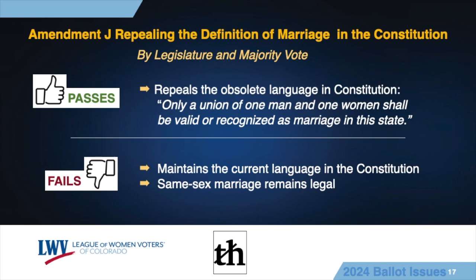What if it fails? Current language in the Colorado Constitution that defines a valid marriage as a union between one man and one woman will remain. Why is it on the ballot? This amendment addresses the future possibility of the U.S. Supreme Court overturning its previous rulings and reverting the legality of same-sex marriage to each state. Leaving the current definition of marriage in the state's constitution may jeopardize the ability of same-sex Coloradans to marry. Fiscal impact? None. It conforms the Colorado Constitution to the current practice and rulings by the Colorado Supreme Court and the U.S. Supreme Court. There are no additional resources on this amendment.